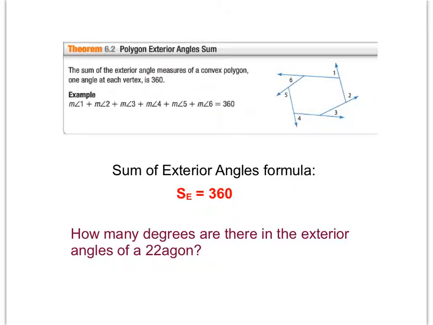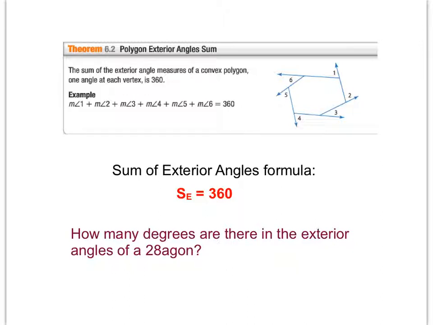Alright, this is my favorite formula. The sum of the exterior angles in any polygon, no matter how many sides the polygon has, is always 360. So how many degrees are there in the exterior angles of a 22-sided polygon? The answer is going to be 360.